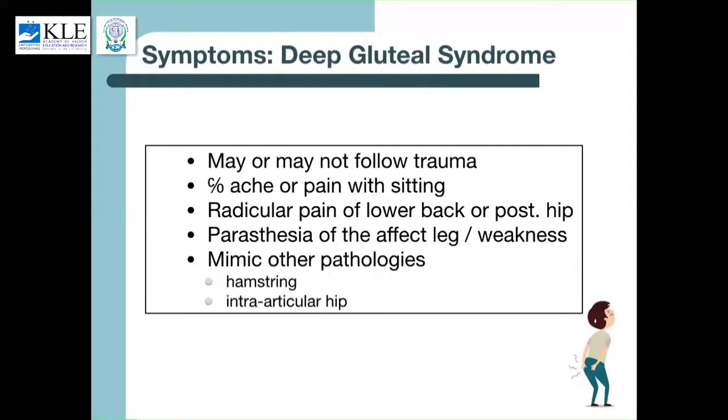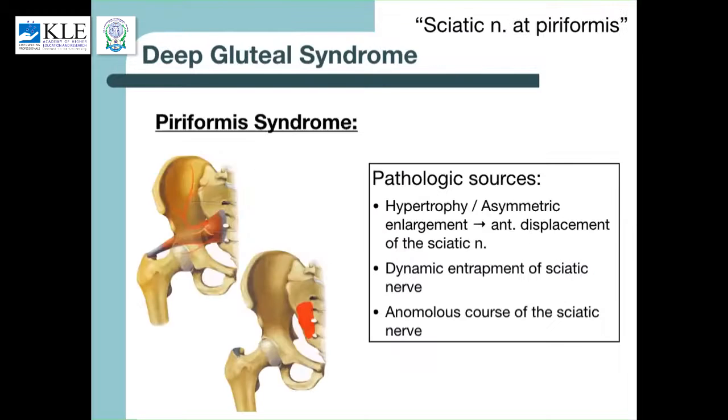So what are the symptoms that we see for deep gluteal syndrome? Well, first of all, this deep gluteal syndrome is an underdiagnosed entity, which is characterized by pain and or paresthesia in the buttock or posterior thigh. And you can get radicular pain due to non-discogenic sciatic nerve entrapment in the subgluteal space. Patients often complain of pain with sitting, and it is progressive in nature, unfortunately. And there are other pathologies that can mimic this, those being the hamstrings or the intra-articular hip pathologies. So let's start with piriformis syndrome.